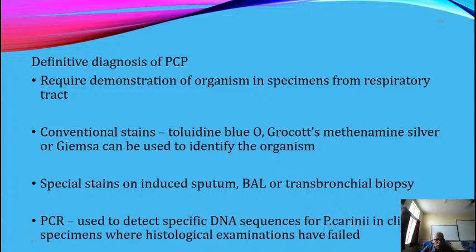Definitive diagnosis is by demonstration of the organism by BAL, bronchoalveolar lavage. You have to stain the BAL with Giemsa stain, methenamine silver stain, or toluidine blue stain. PCR also will detect the DNA sequences of Pneumocystis carinii.